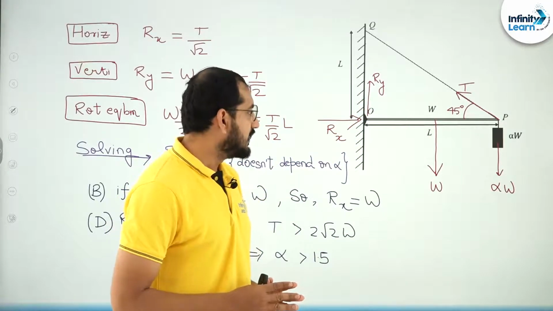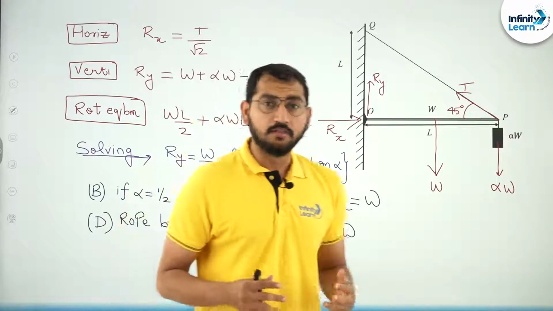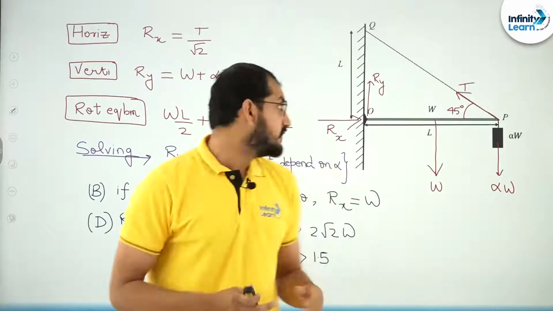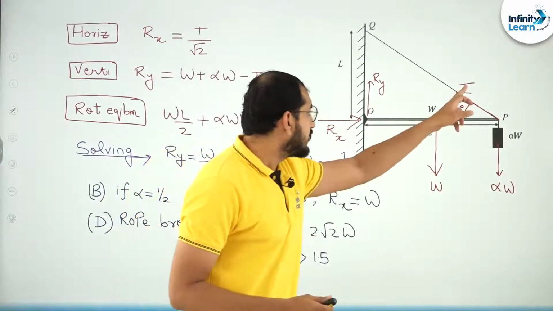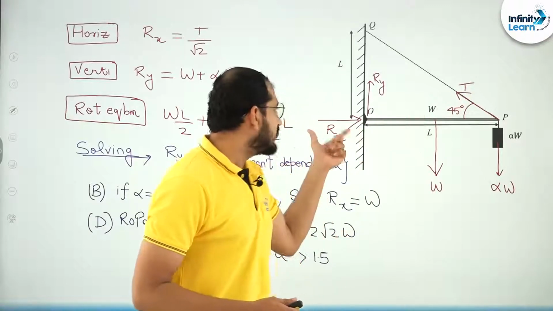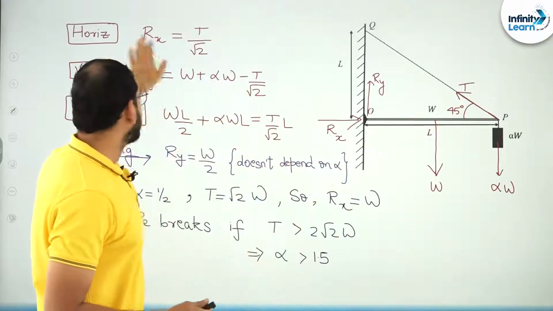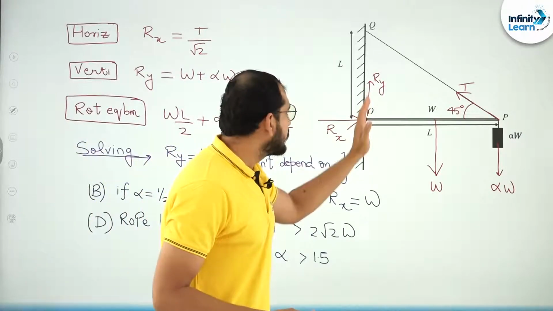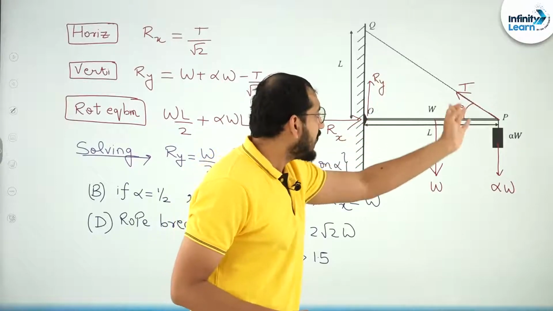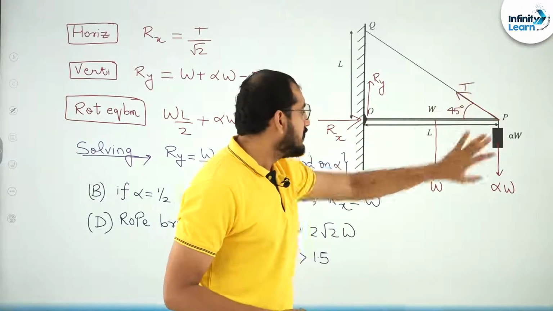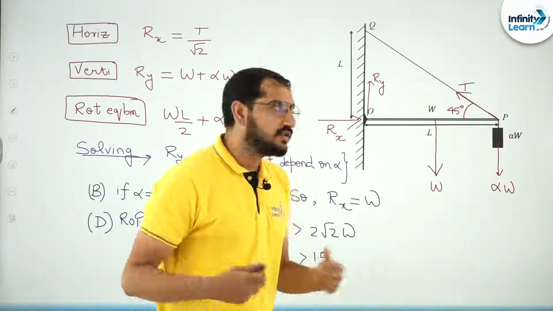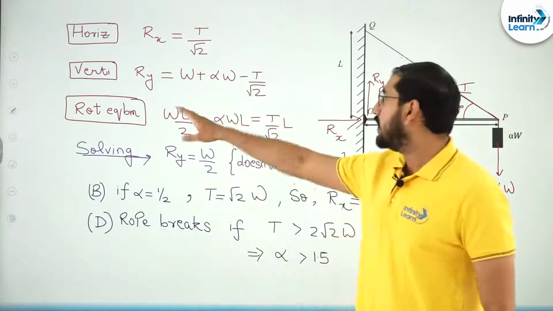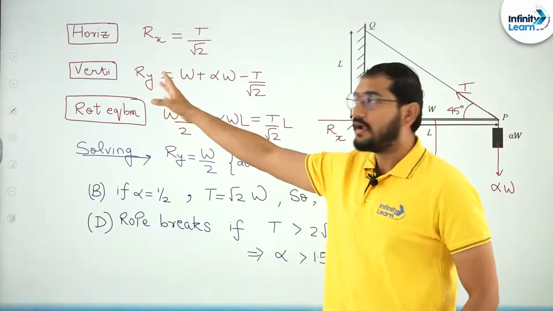Okay. Now let's start with writing the equations of equilibrium. In the horizontal direction, you can see from the free body diagram that T cos 45 degrees is balanced by the Rx component. So I can write down Rx equal to T cos 45, which is T by √2. In the vertical direction, Ry is in the upward direction and T sin 45 degrees is also in the upward direction, whereas W and alpha W are in the downward direction. So upward forces will balance the downward forces. So in the vertical direction, I can write down the equation of Ry like this.